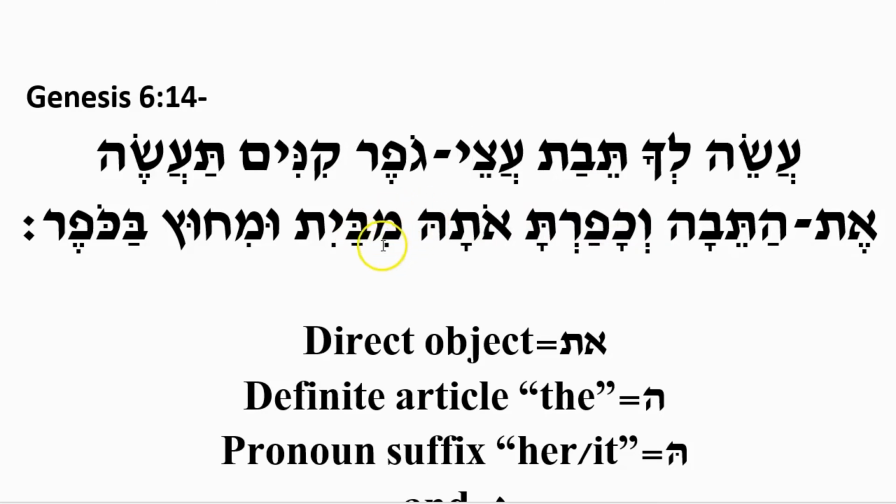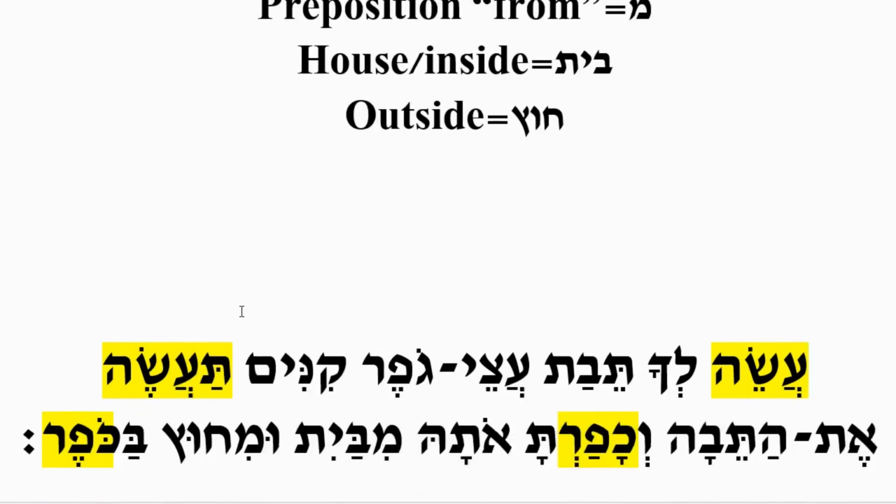Mebait, from the inside, from the house, from the inside. And mechutz, from chutz, the outside. B'kofer, with pitch. Okay, let's run down to look at the verbs a little bit.